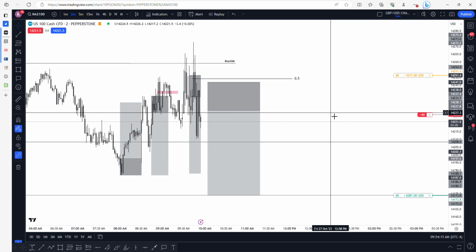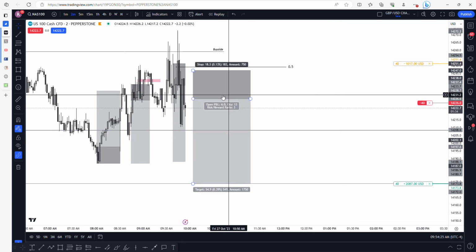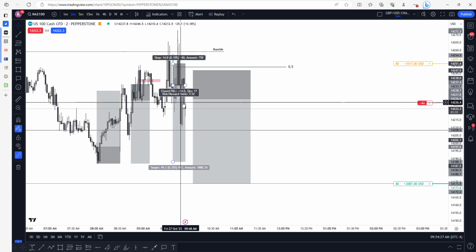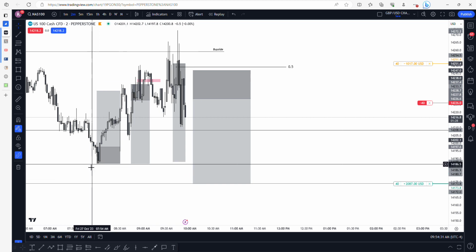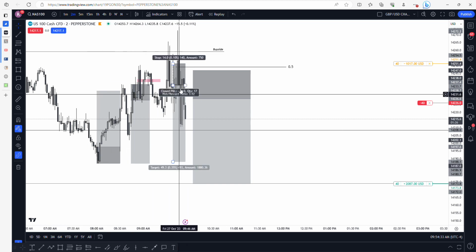I did say I want to move the stop, but I don't see a logical area where I can put it. Because I could put it here, but I need this to really at least take this out. Then I can put it up here.